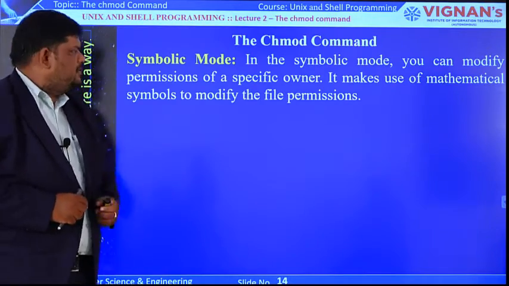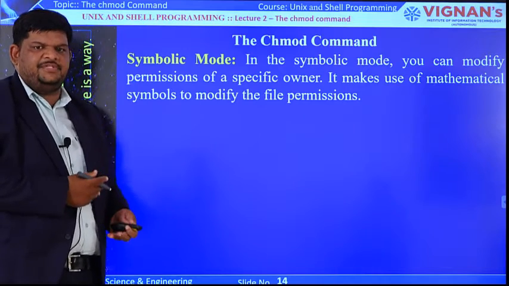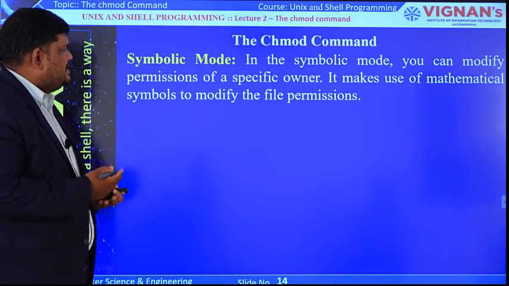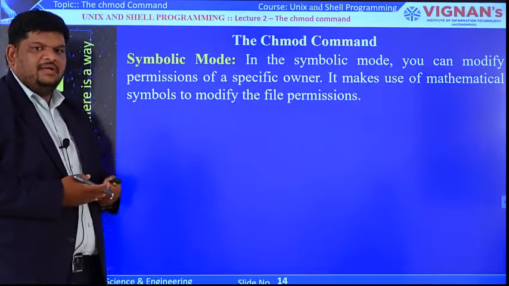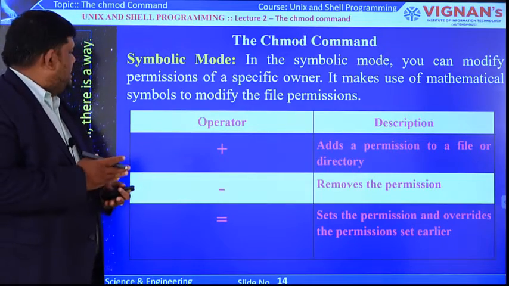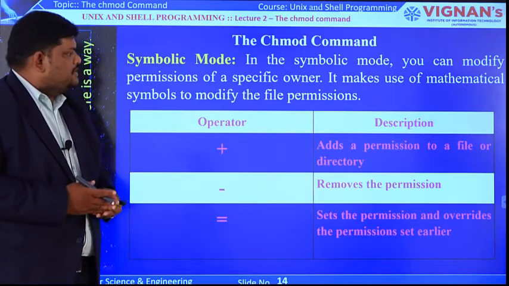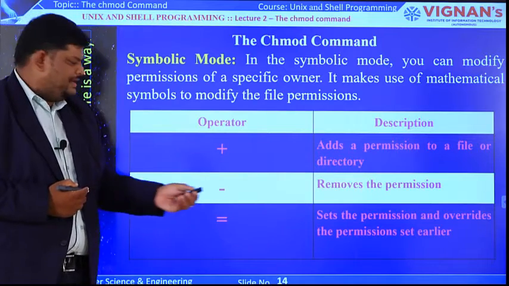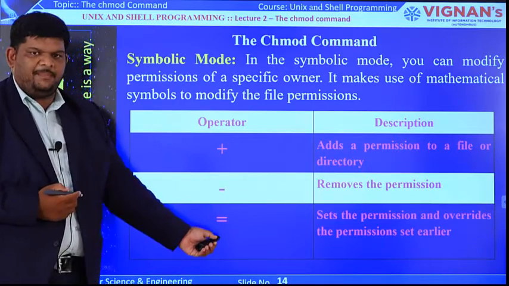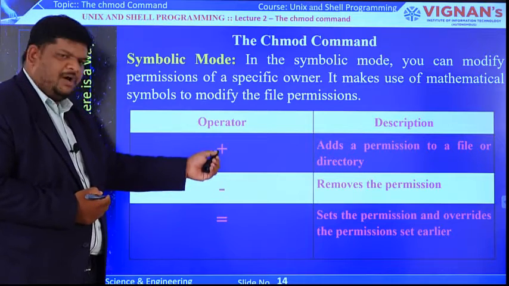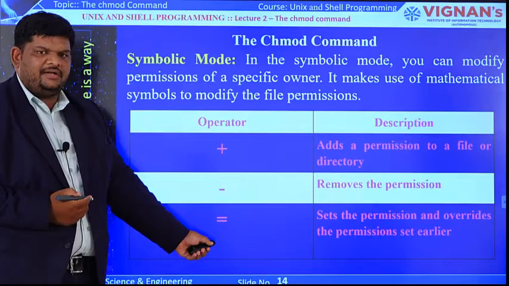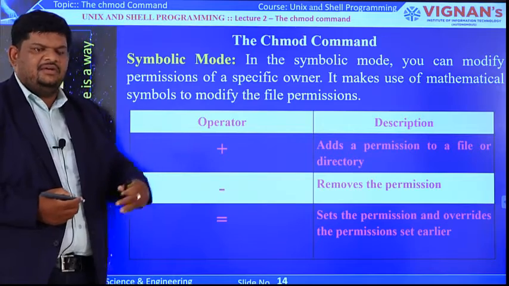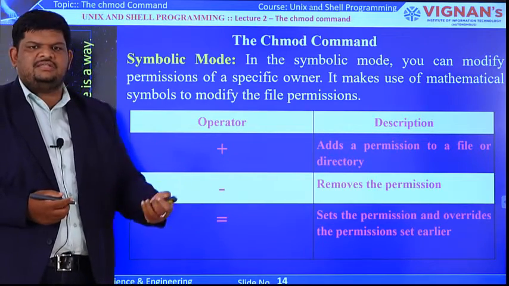Now, coming to the second mode, symbolic mode. Previously we saw absolute mode, where with the help of octal values we change permissions. Now in symbolic mode, it's completely based on symbols. In the symbolic mode, we can modify the permissions of a specific owner. So it makes use of mathematical symbols, that is, one is the plus symbol, another is the minus symbol, and another is the equal to operator. With the help of these three operators we are going to change the file permissions. In the previous mode we used octal values; now we use these operators.